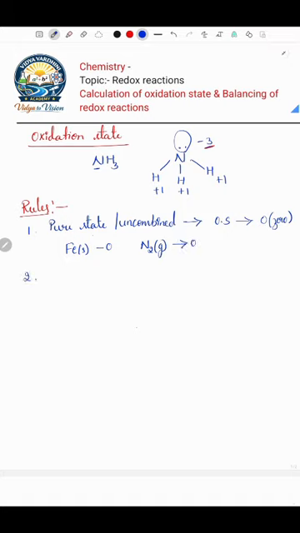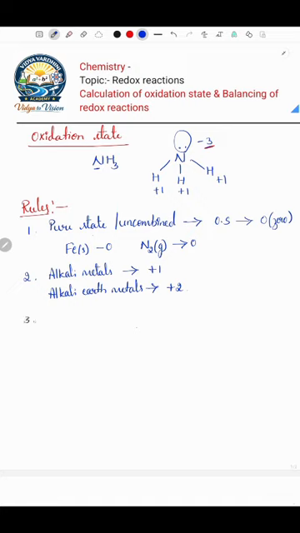Next, coming to the second rule. The second rule is, we know that in the periodic table the first group elements are alkali metals, and the valency of alkali metals is +1, and correspondingly their oxidation state is also +1. While alkaline earth metals, that is the second group elements in the periodic table, have +2 oxidation state. Right? This is the second rule.